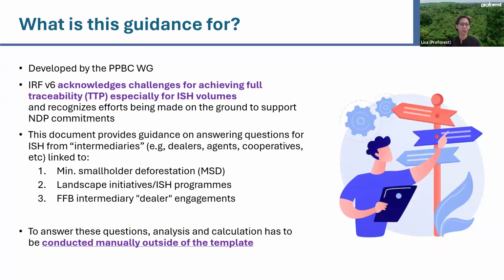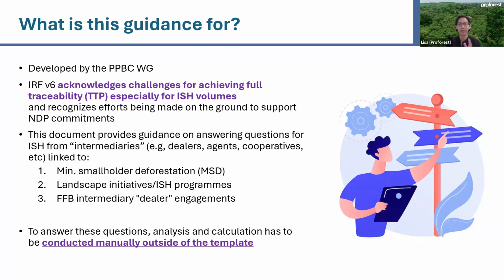So what is this guidance for? So this guidance was actually developed by the PPPC working group. And I also like to thank some of the companies that supported the pilot phase to consolidate some of the feedbacks that we have integrated into the guidance. So echoing what Sol said earlier, IR version 6 actually acknowledges the challenges with achieving full traceability, TTP. So we've come up with an alternative pathway, which is TTPA.